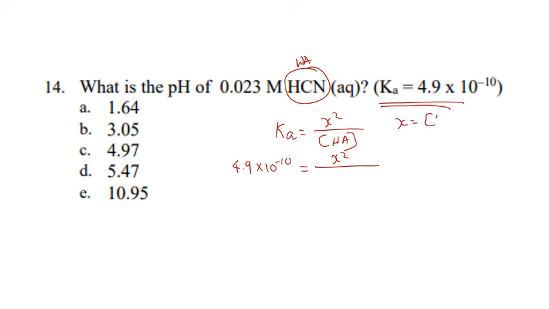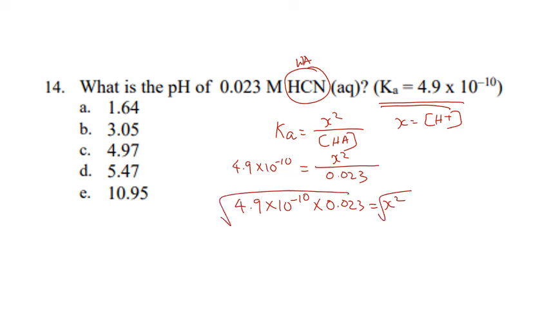So that means x is nothing but the concentration of the hydrogen ion, and the concentration of the acid is 0.023. So we can calculate that by plugging into the calculator. I'm just trying to isolate the x first before plugging into the calculator: 4.9 equals x squared, and then take the square root on both sides to get the x value, which is 3.357 times 10 to the power negative 6. And that is nothing but our hydrogen ion concentration.